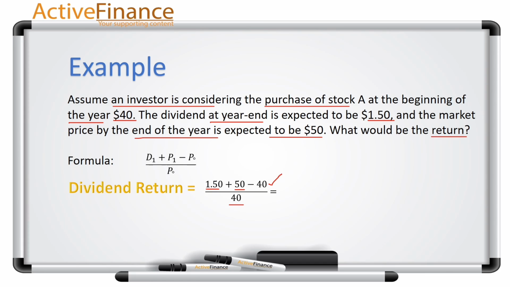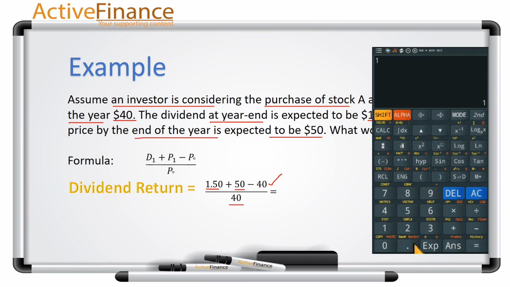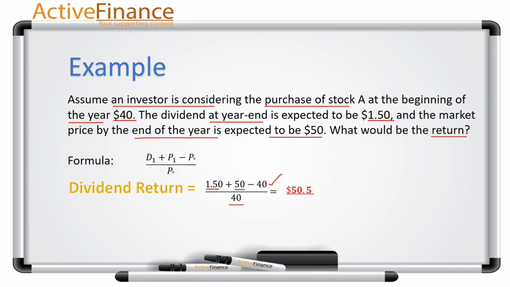So let's move to the calculator to calculate this value. In the calculator we will put 1.50 plus $50 minus $40, and we will divide this by the base price, so we will finally divide by 40, and we got the answer 50.5. In this way we can calculate the dividend return.